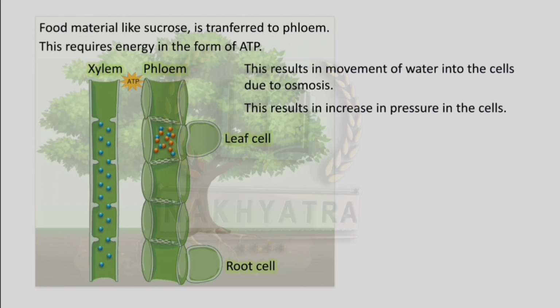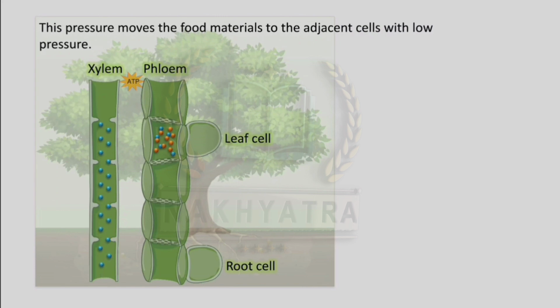This results in increase in pressure in the cells. Now this pressure moves the food materials to the adjacent cells with low pressure. Clear everyone?